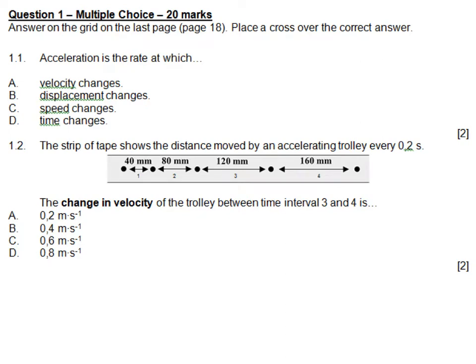Acceleration is the rate at which velocity changes. It's a definition question, so it's just change in velocity, and it's a vector. The strip of tape shows the distance moved by an accelerating trolley every 0.2 seconds.